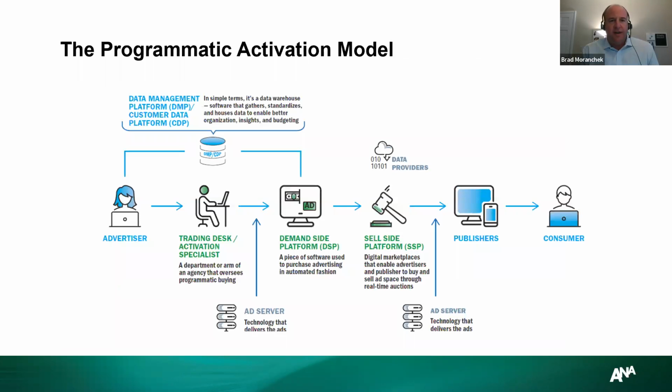Okay, so let's dive into the programmatic activation model, which is about the simplest visual of a very complex process that we could put together. But the good news is it's fairly linear, so we're going to focus on the middle here. We'll start with you, the advertiser, wanting to place an ad against a specific target audience somewhere on the open web, whether that's on desktop, mobile, or even in-app.